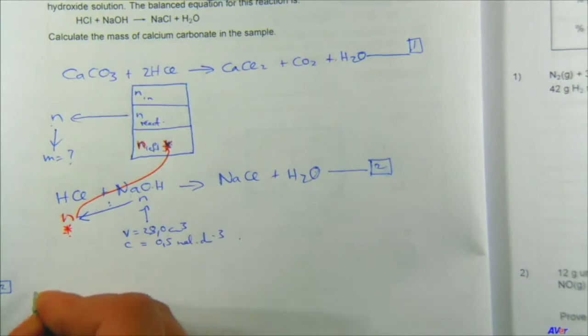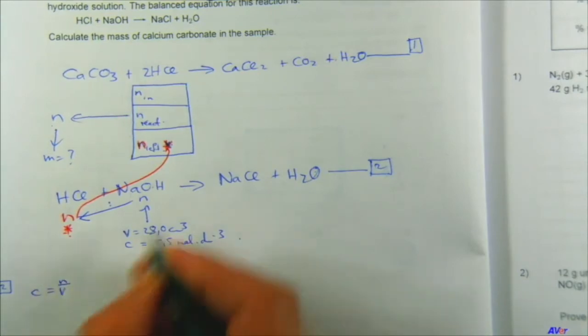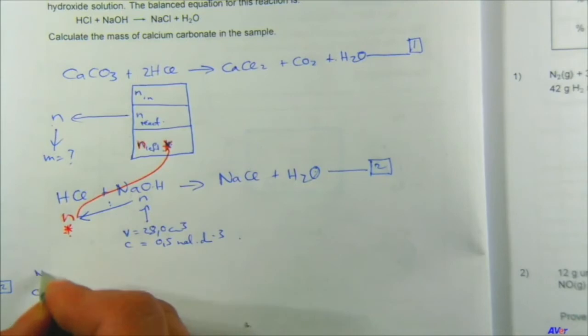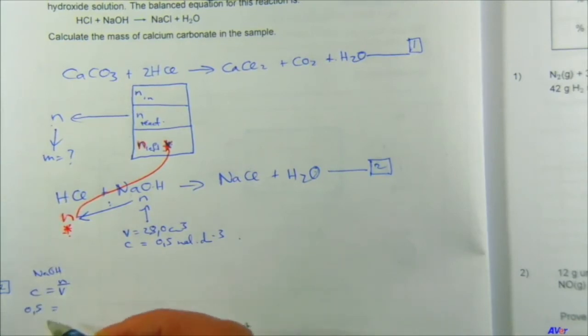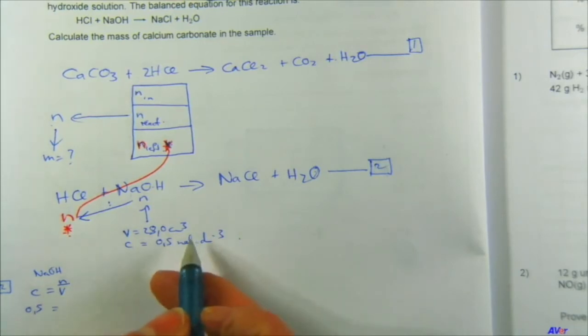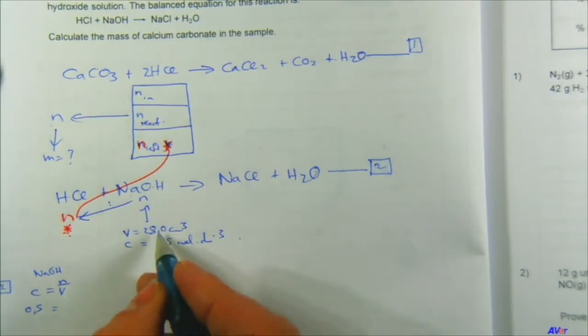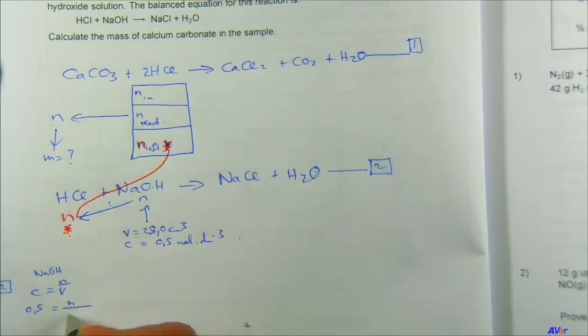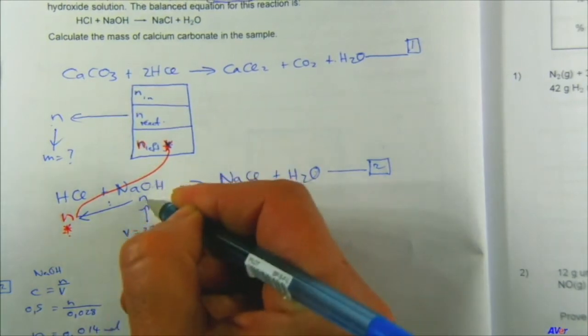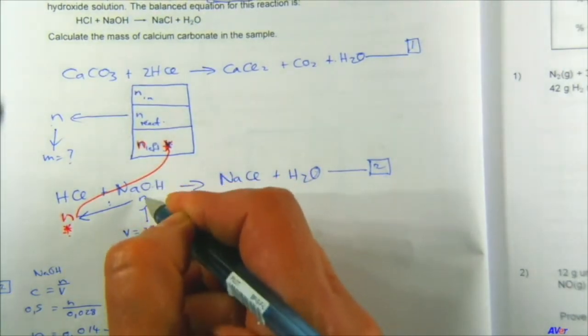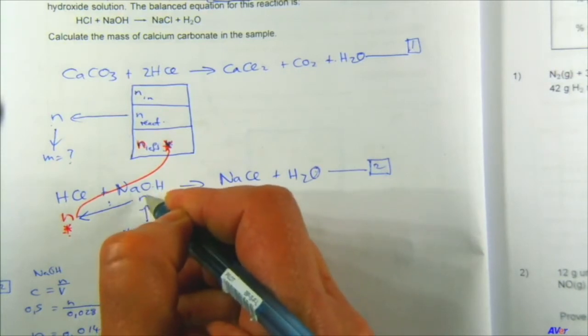And we're going to say concentration is mole per volume. I'm working with the NaOH. The concentration is 0.5. Volume, just watch out, that was cube centimeters. How do I go to cube decimeters? Divide by 1,000. So that will be 0.028. So then I get the moles is 0.014 moles of NaOH. I know how many moles of base was used in the titration.